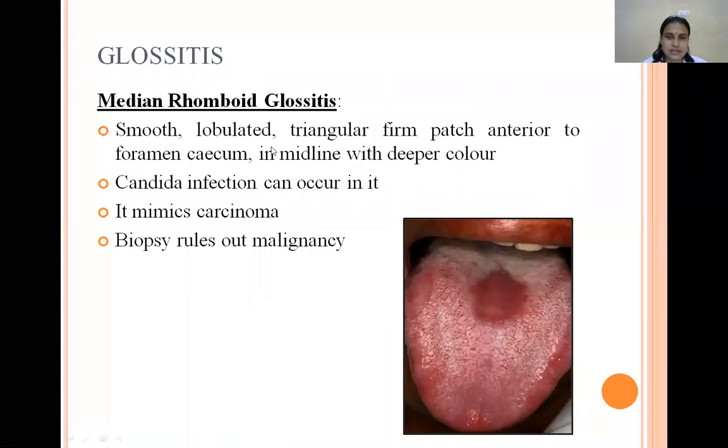Next, coming to glossitis, inflammation of the tongue. The various types of glossitis, just have an idea. The median rhomboid glossitis, the central part, median. It is a smooth, lobulated, triangular patch on the anterior surface of the anterior two-thirds of the tongue, in front of the foramen cecum in the midline. On top of this glossitis, there may be a secondary candida infection. This may mimic carcinoma, so we have to take a biopsy to rule out malignancy.